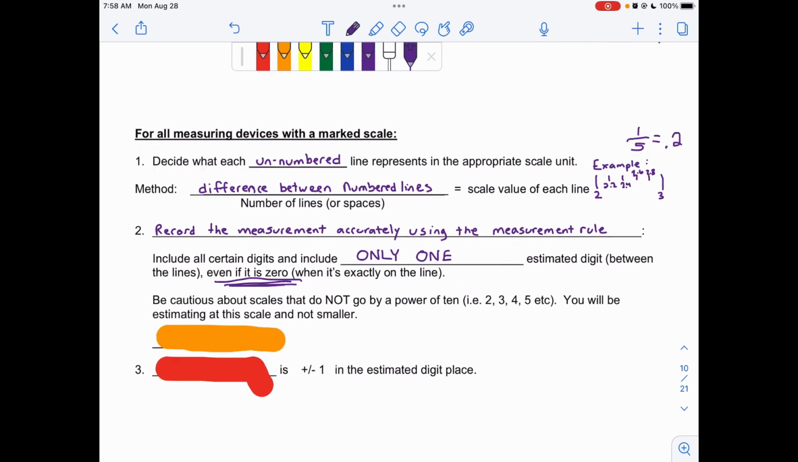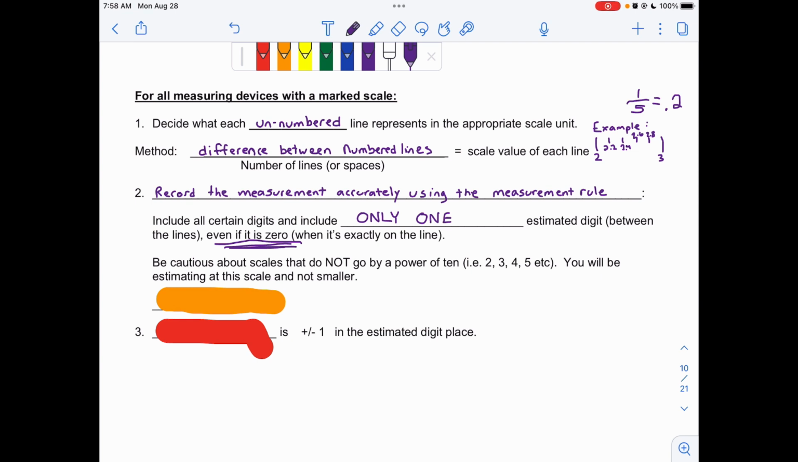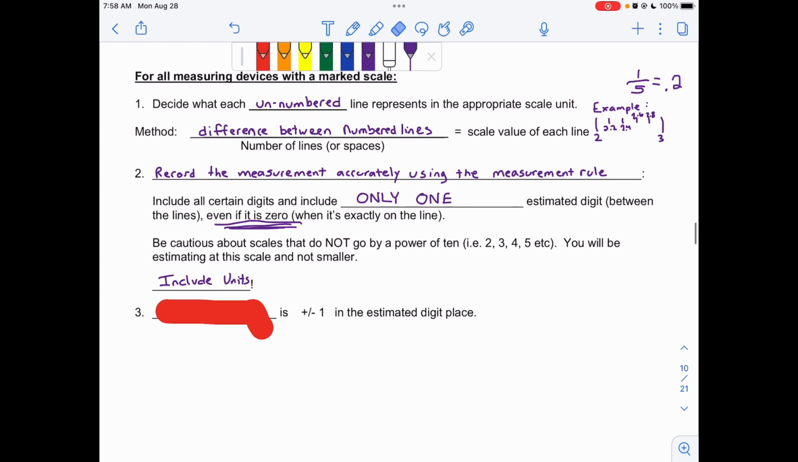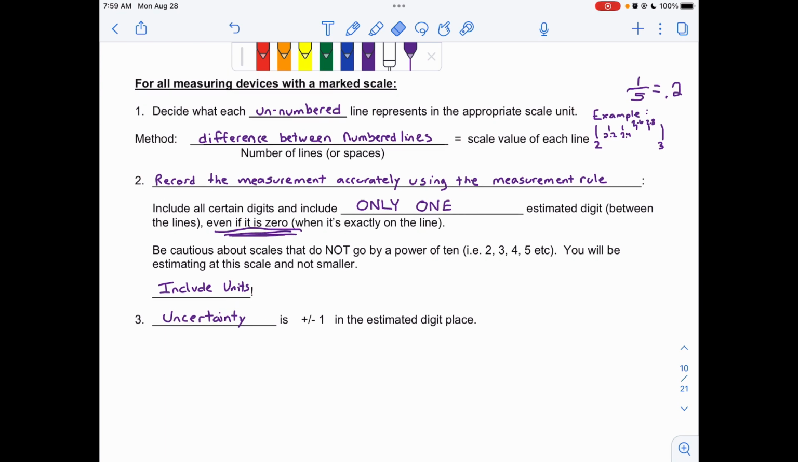We're going to be cautious about the scales. If we're not going by a power of 10, we're just going to make sure that we're not estimating any smaller. We're going to make sure we include our units on our measurement because a unit tells us what we're measuring in. It could be grams, centimeters, all sorts of different things. And then that plus or minus 1, that's the estimated digit's place. That is called our uncertainty. So up here we've got the 0.2, plus or minus 0.2. That is our uncertainty.